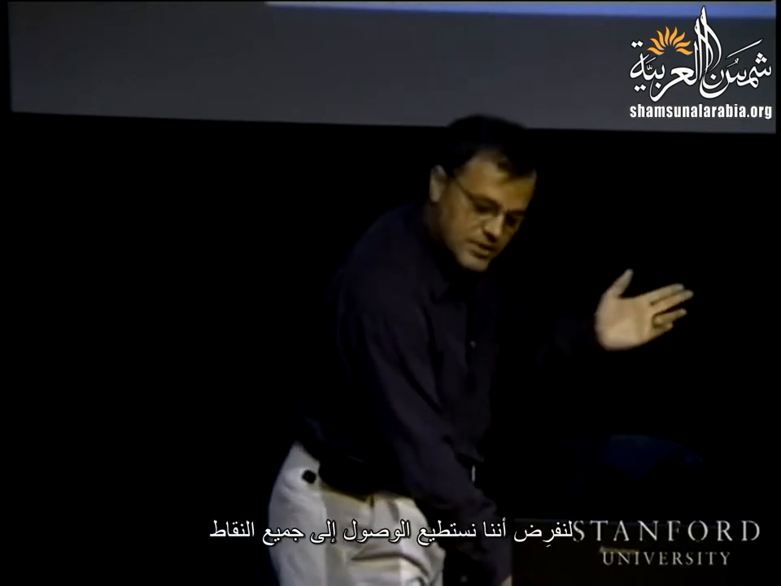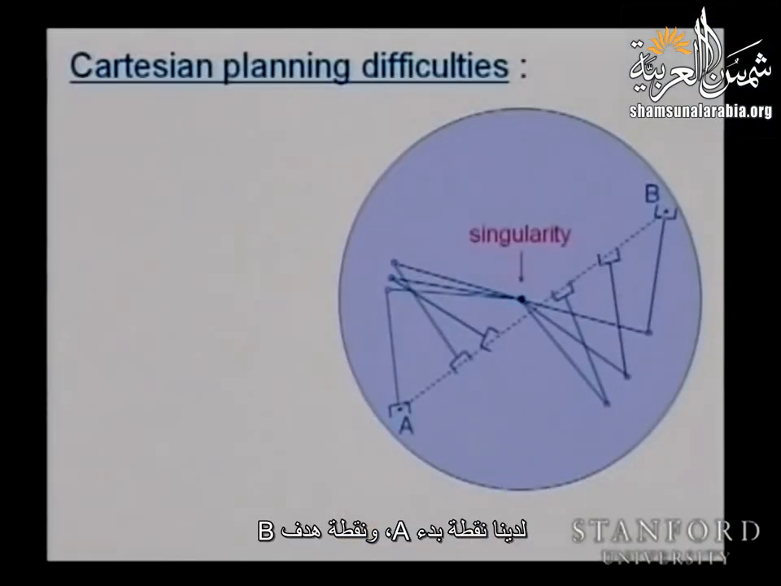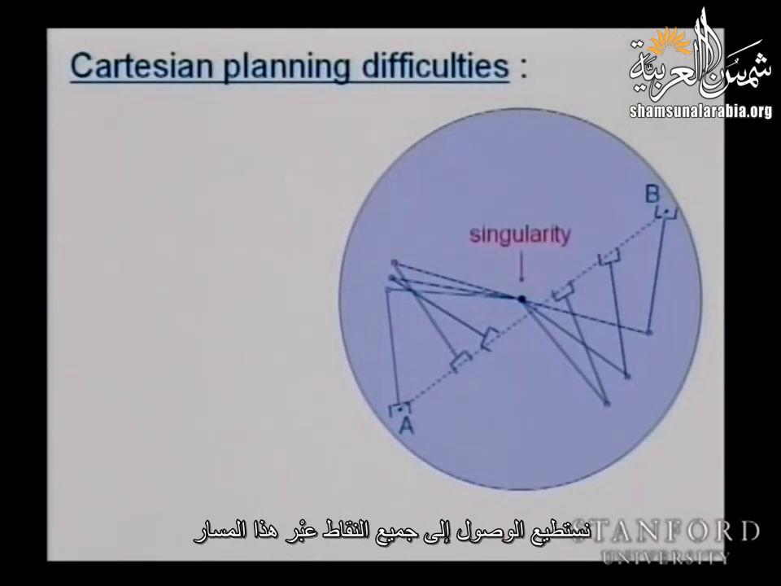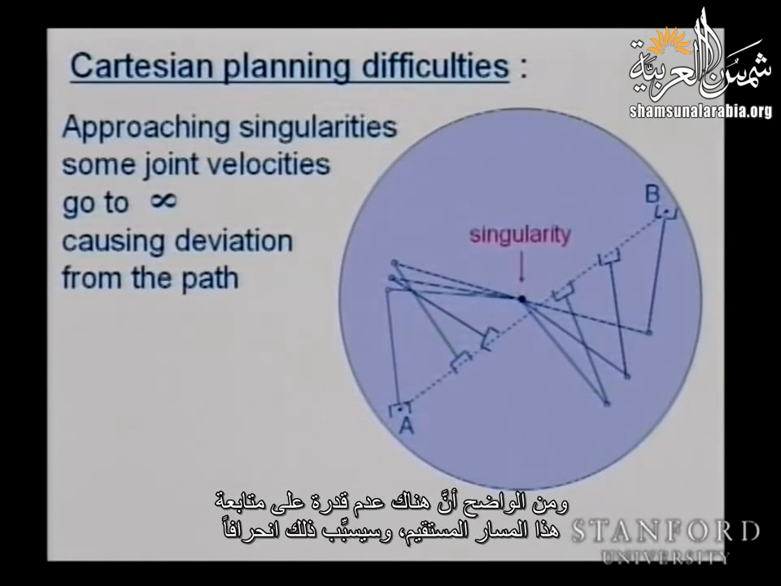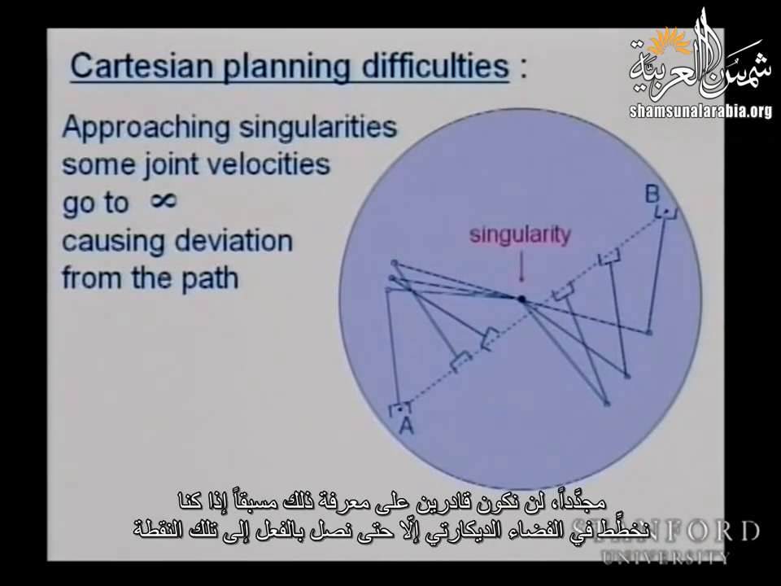Let's say they are all reachable. We have starting point A, goal point B, and everything along this path is reachable. The singularity is right there in the middle. Well, as we approach that singular position, your joint velocities go to infinity, and obviously you won't be able to follow this straight path. It will cause a deviation. Again, we wouldn't be able to know that in advance if we plan in Cartesian space until we actually reach that point.